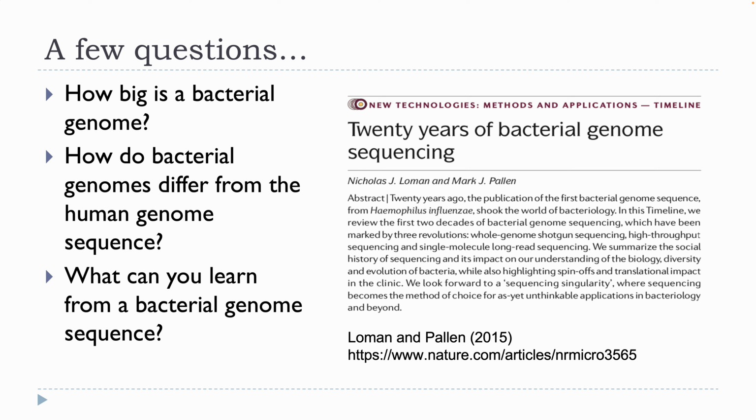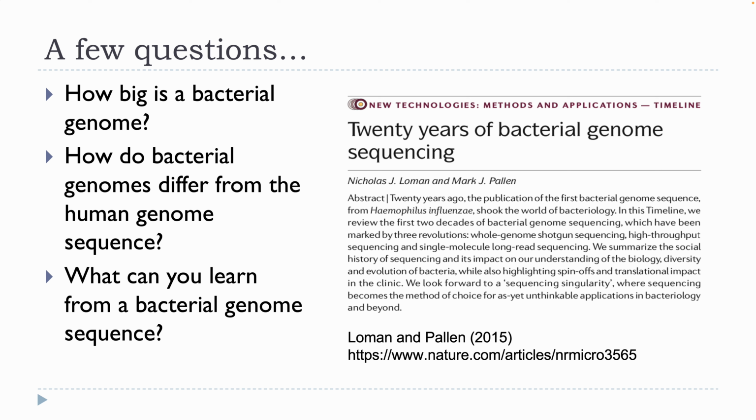Now, as we get started, I'm just going to put some ideas in your head and let them work their way through as we go, so you can think about this in the background as you're listening to me talking. So the first question is, how big is a bacterial genome? Have you got an idea roughly how big you expect that to be in terms of numbers of base pairs? How do you think bacterial genomes differ from the human genome sequence? What are the important differences there? And once we've got a bacterial genome sequence, what do you think it can teach us? What can we learn from that? And I'll point you here if you're interested in further reading about all this.